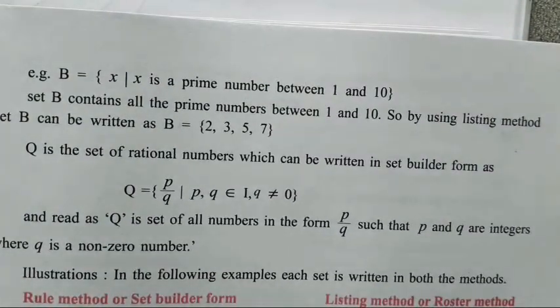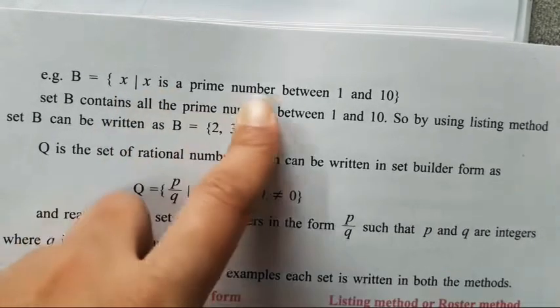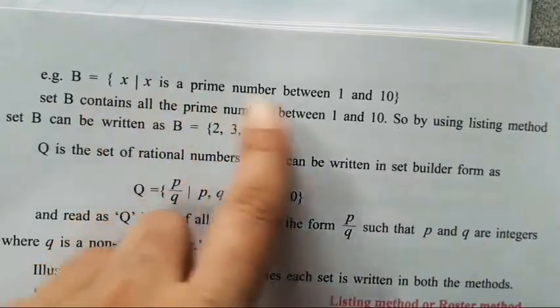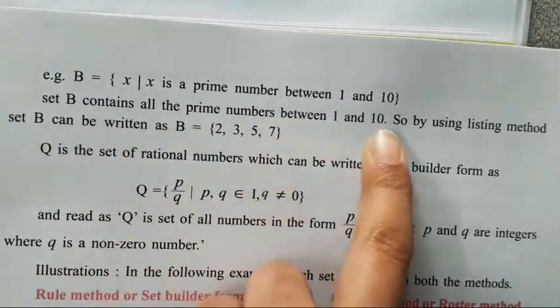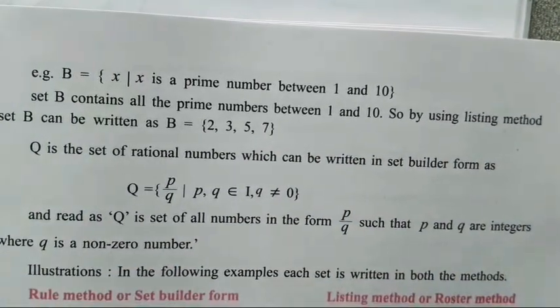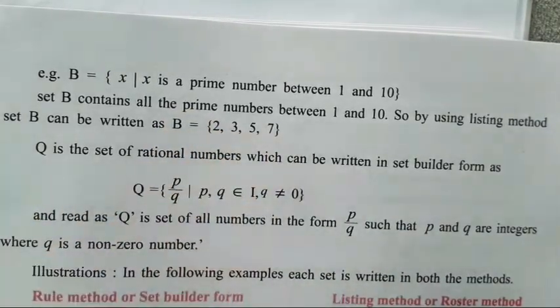Like example B, how are you going to read it? X is a prime number between 1 and 10. Okay, so this is going to be the question. Set B contains all the prime numbers between 1 to 10. So by using listing method, how are you going to write it? B is equal to 2, 3, 5 and 7.